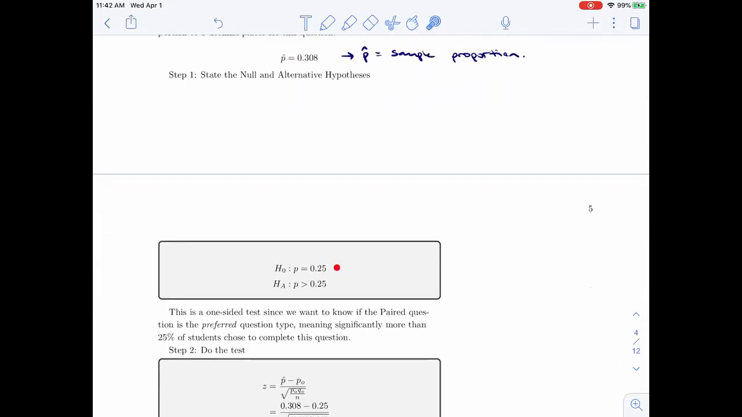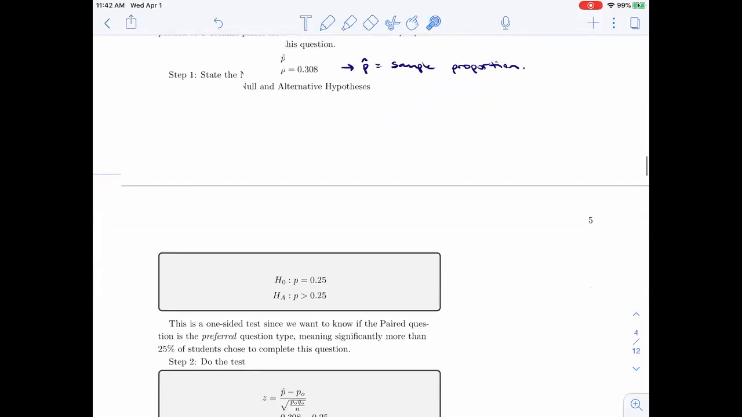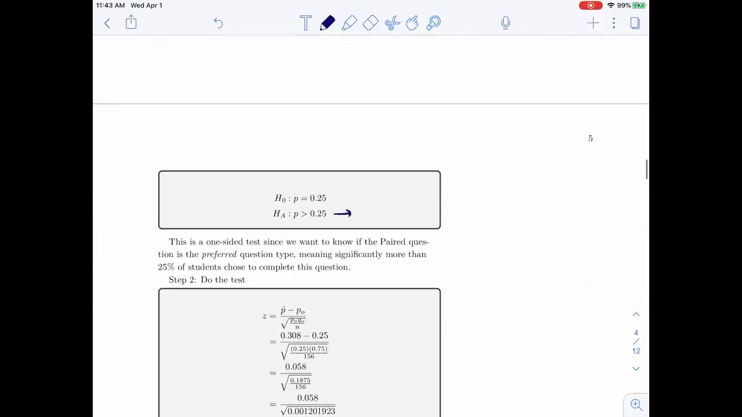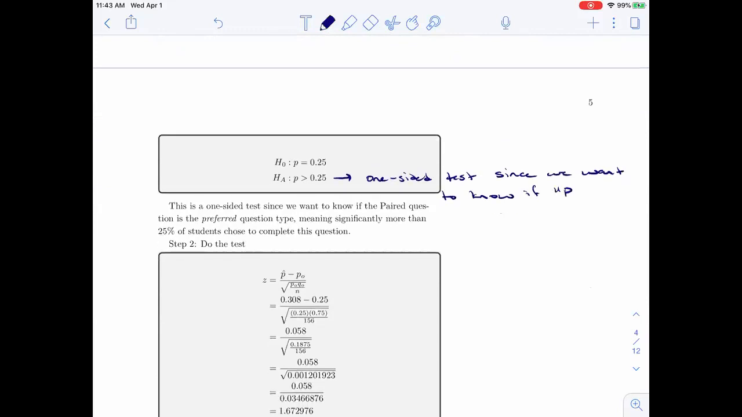So our null hypothesis we already determined was p is 0.25, and if the paired test is the preferred test, then this is a one-sided test since we want to know if paired is the preferred question type.